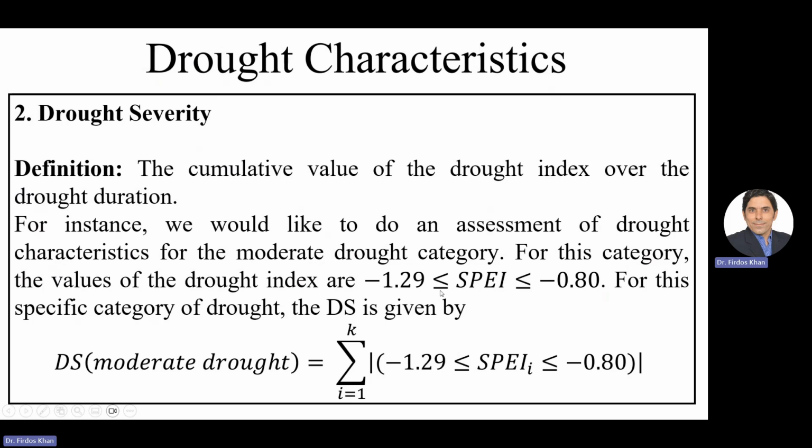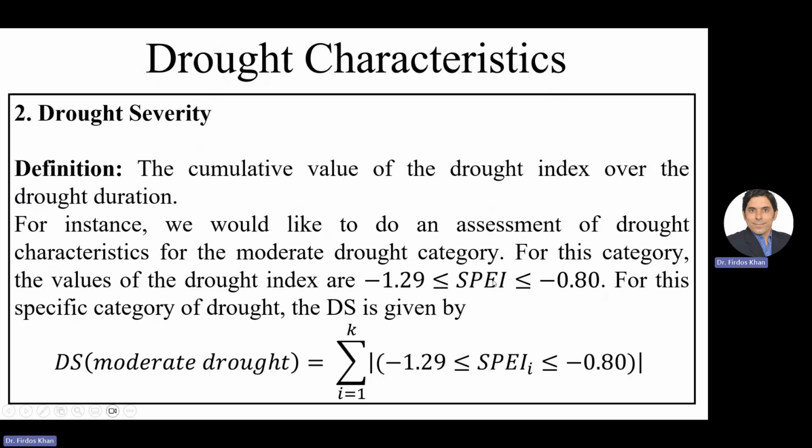I will explain this for some specific drought category. For instance, we would like to do an assessment of the drought characteristic for the moderate drought category. I have divided this into categories in my paper. So I was considering this as a drought category because the threshold was starting from -0.80, including this, and until -1.29. So this was the moderate drought category.